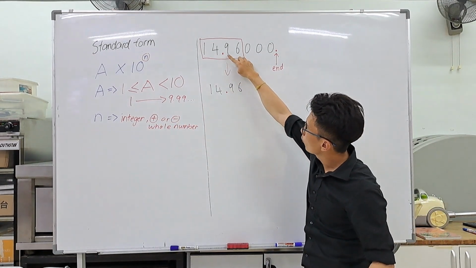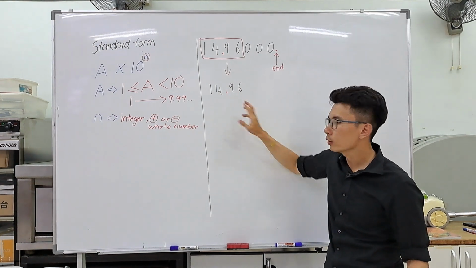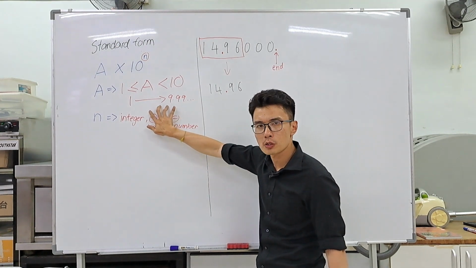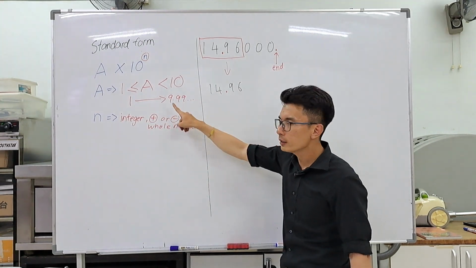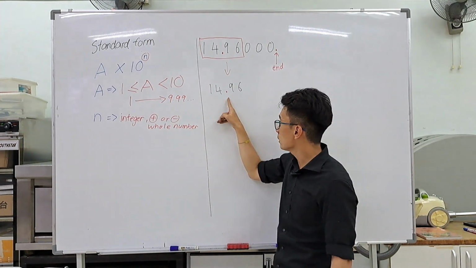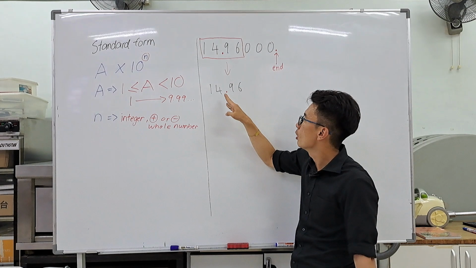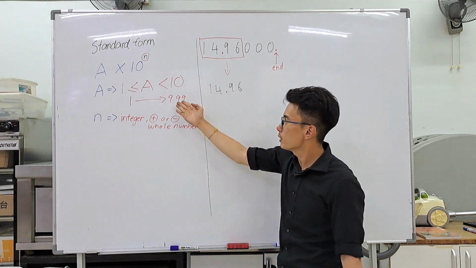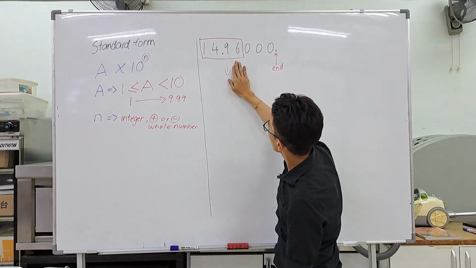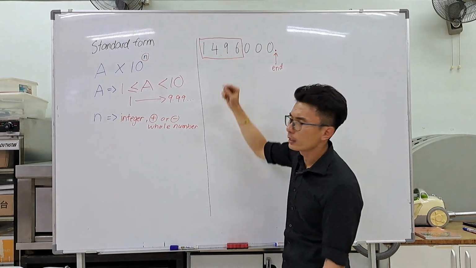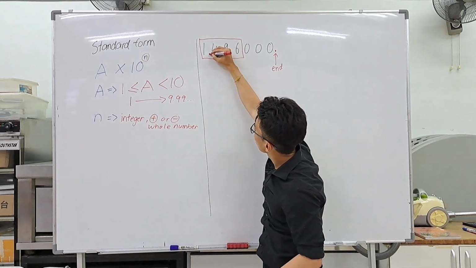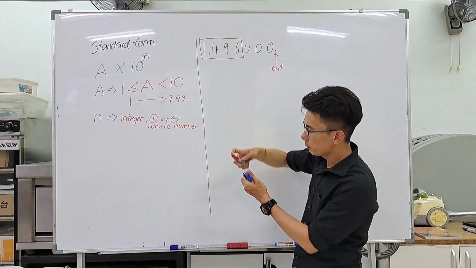If I put my decimal point here, my number will be 14.96. Now, take a look at this and compare it to this range. It's bigger than this. The maximum number that A can go is 9.99. But in this case, if I put the decimal point here, it will be 14.96, which is bigger than this. So this is wrong. Once we know that this is wrong, where should we put the decimal place now? It should be here. Now, if we were to take the number down, what do we get?